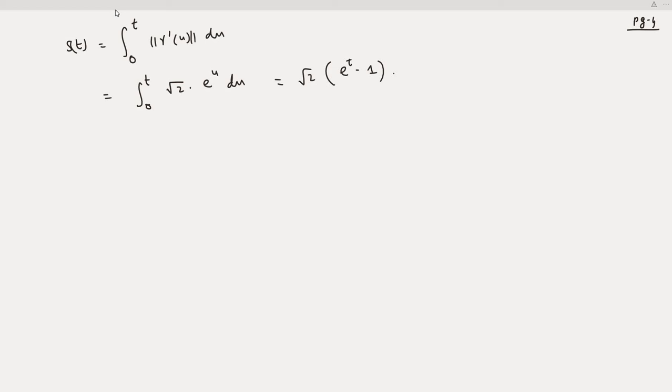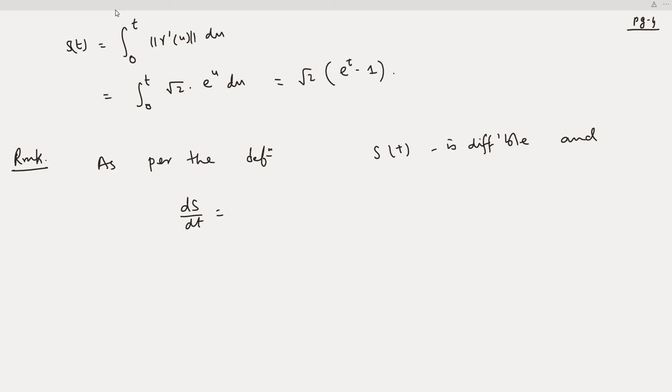Okay, and here we have a remark. As per the definition, s of t is always differentiable, and what is the derivative of s of t? ds/dt is equal to, by the fundamental theorem of calculus, the norm of gamma prime of t, where s of t is the integral from t naught to t of the norm of gamma prime of u du.